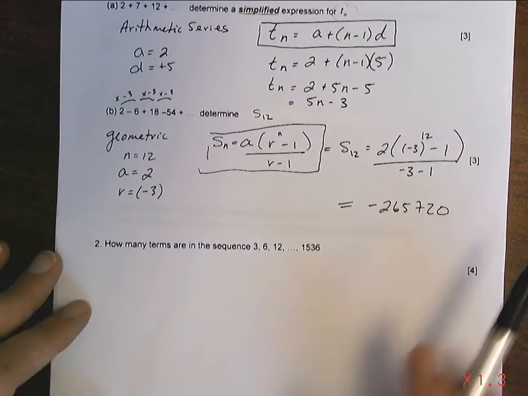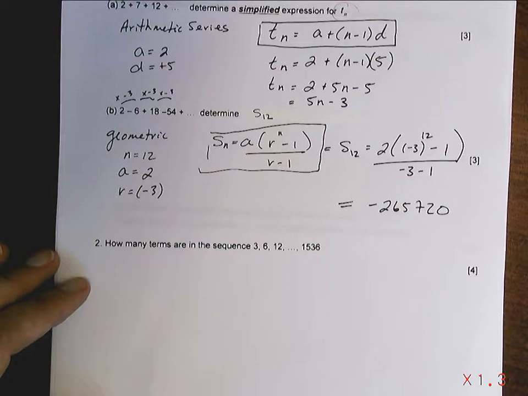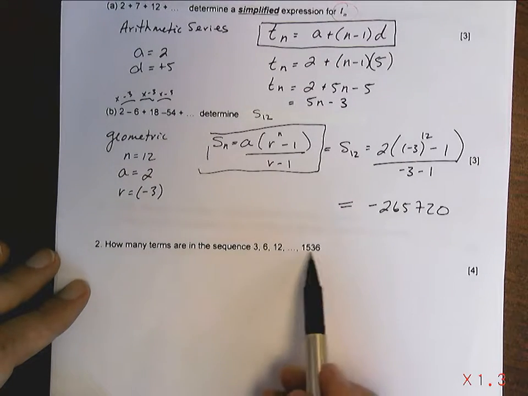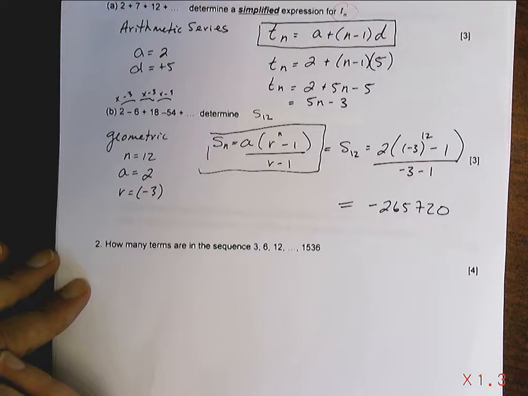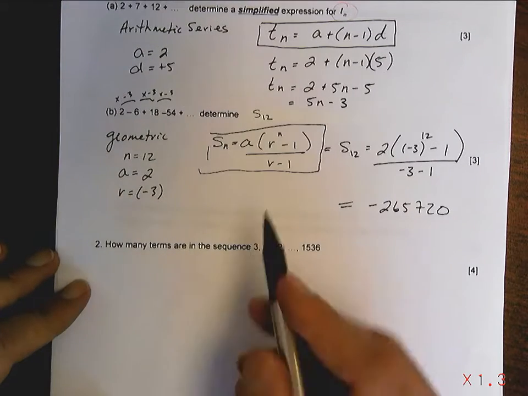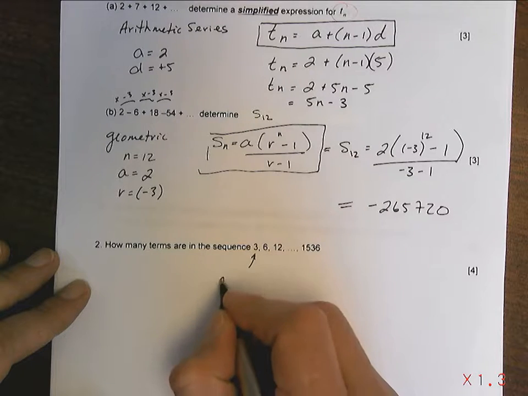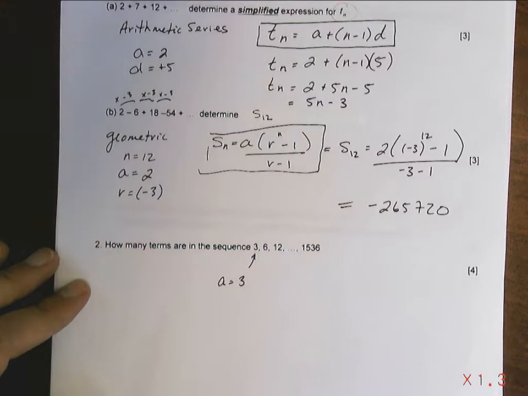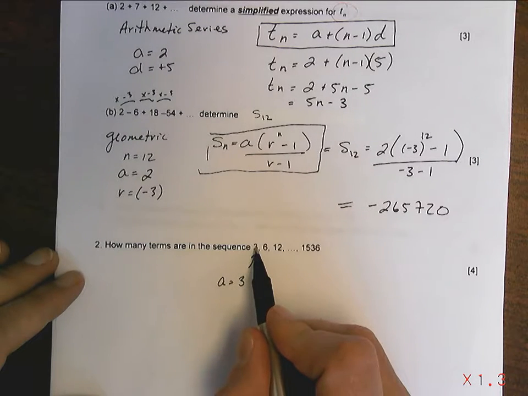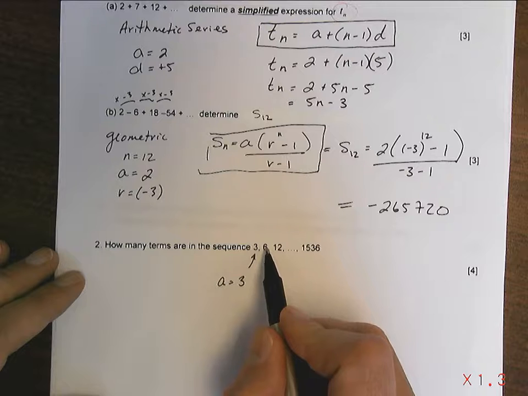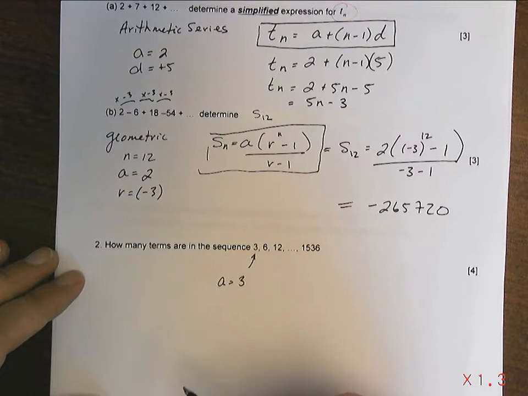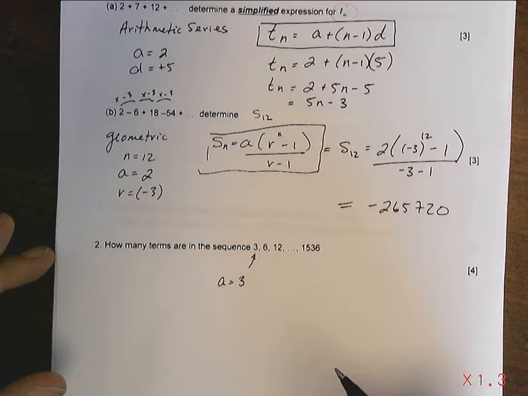So here's the next question. How many terms are there in this sequence? They start off and then they give you the last term. They want to know how many terms there are. Looking right off the bat, you know that the first term is 3. The question is whether it's arithmetic or geometric. If I multiply by 2, I get 6. If I multiply by 2, I get 12. That's looking pretty good for geometric.